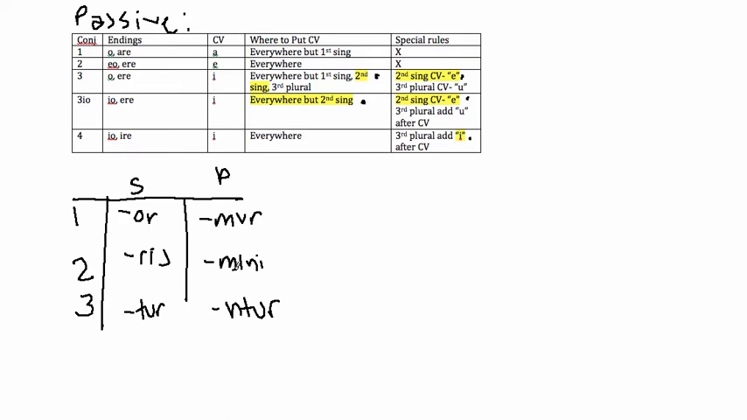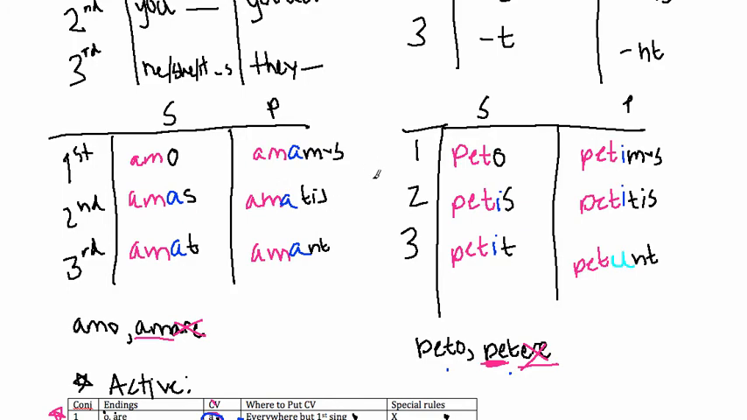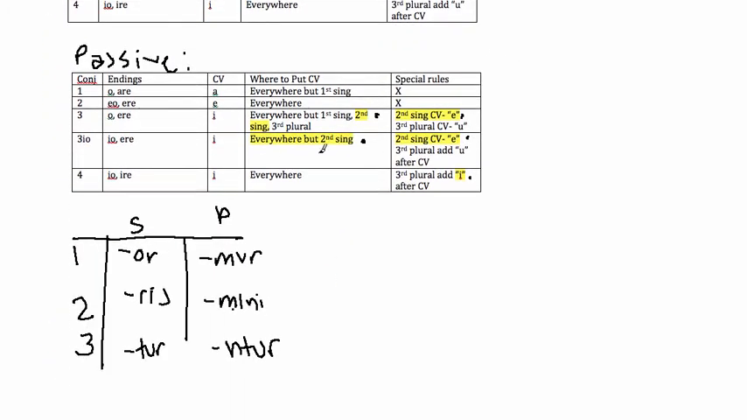It has the most specific rules. So don't worry about it if you don't understand it at first. I'm not going to conjugate a passive verb because I think you have the idea with these two. The only difference is the different endings. I mean, the connecting vowels are the same, the rules are different, and the endings are different.